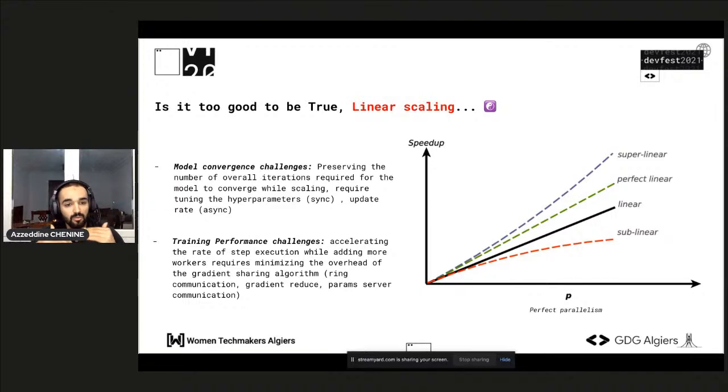So these two challenges can be handled with experimentation. You can experiment with how many nodes is perfect for your workload, because maybe when you scale your infrastructure to many nodes, it can go the other way, like it can go sublinear rather than scaling linearly, which is perfect.